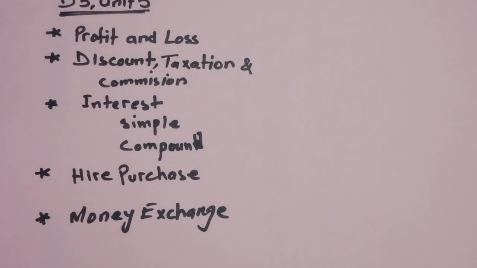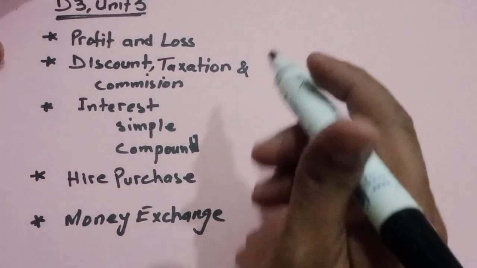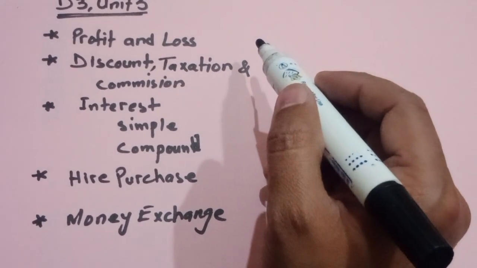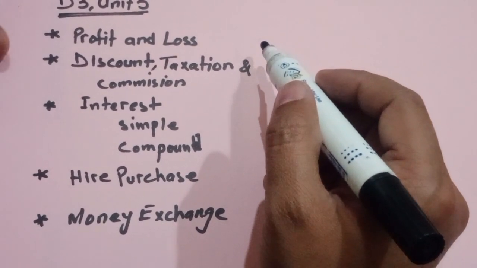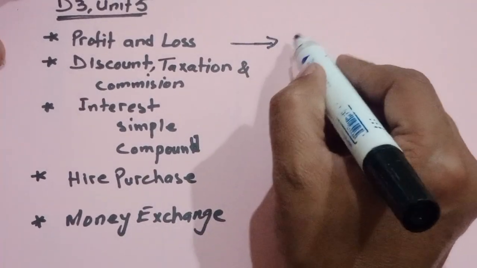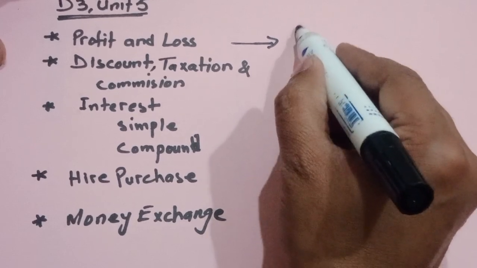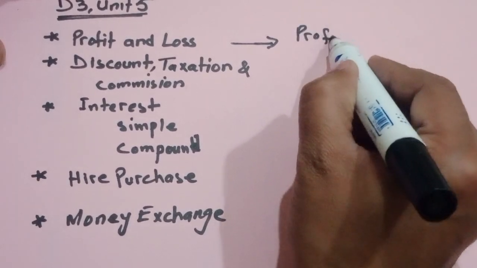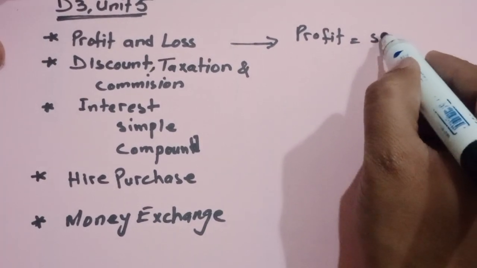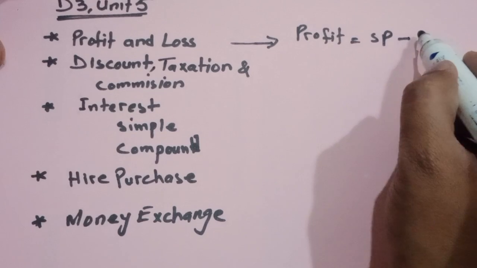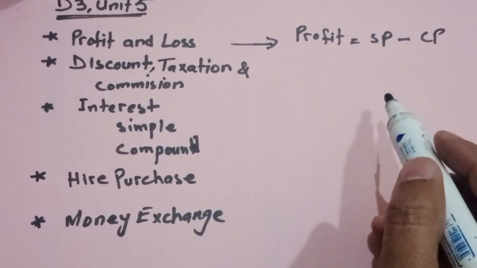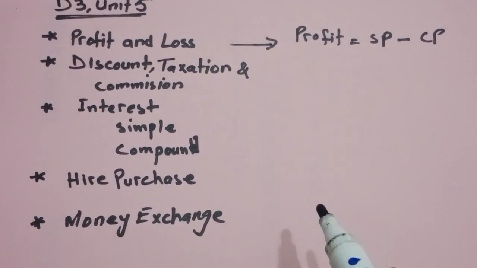Very first, if I talk about profit and loss, it is based on the purchase or sale of products. If different types of products are being sold or purchased, the profit is the amount of sale price minus the cost price. If you subtract the cost price from the sale price, you will find your profit.